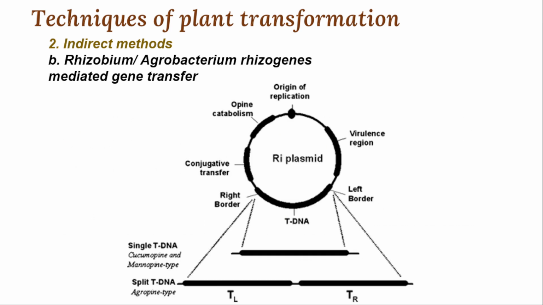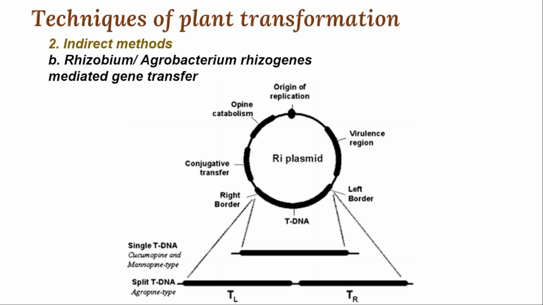The second method is called Agrobacterium rhizogenes, or we can also call it Rhizobium rhizogenes, the current name. This Rhizobium rhizogenes contains a special plasmid called Ri plasmid. Agrobacterium tumefaciens contains Ti plasmid. This Rhizobium rhizogenes contains Ri plasmid. What is Ri? Ri means root inducing plasmid. Ti means tumor inducing plasmid.